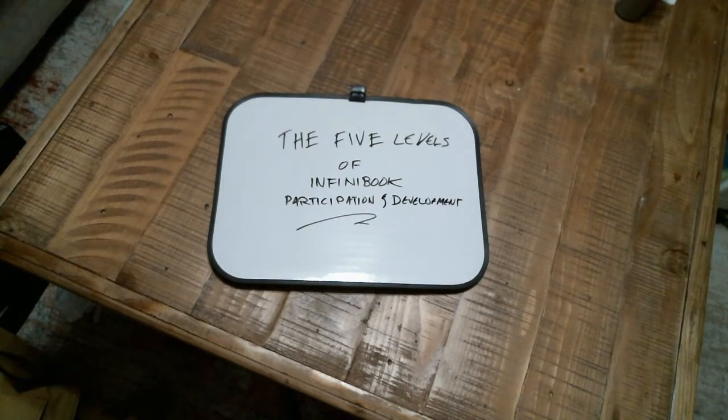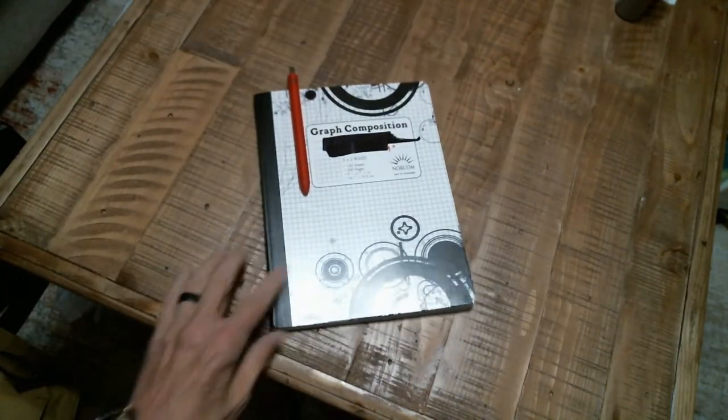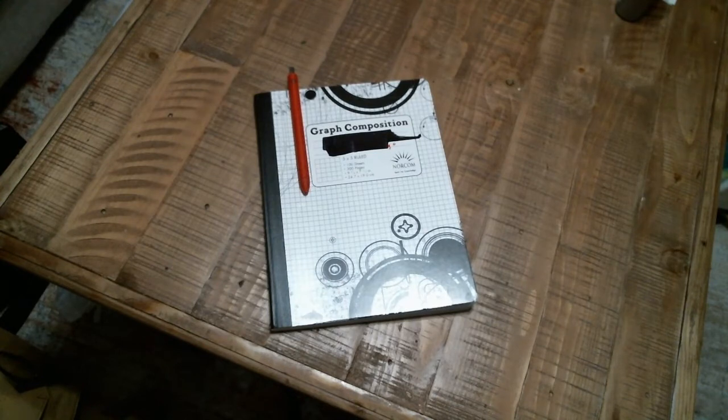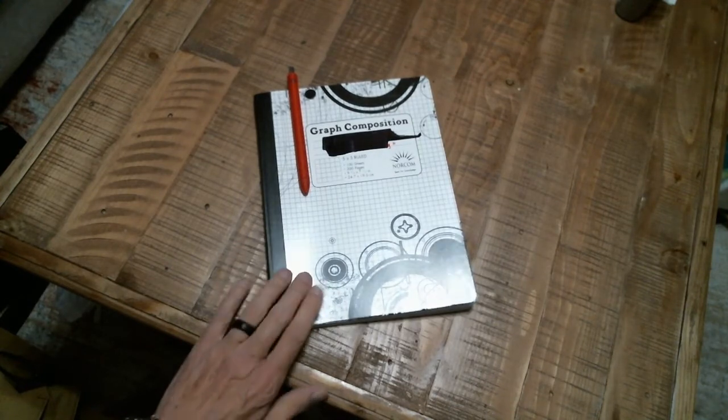All right, in this video, we're going to cover the 5 levels of Infinibook participation and development. So, at level 1, and remember, none of these levels carry any sense of shame. It's always, always, always about getting that education that you need, you deserve, that will help you be able to do better. Level 1, paper, graphic composition notebook.